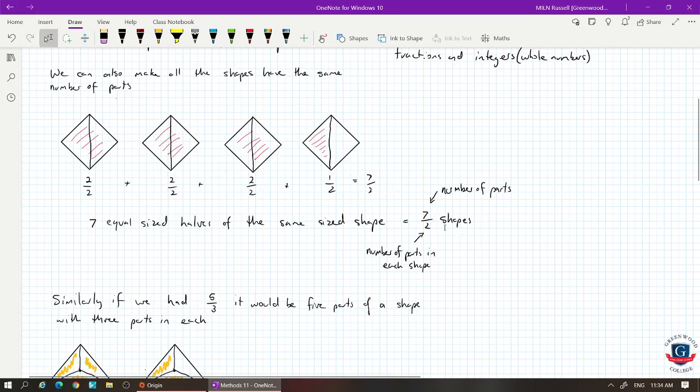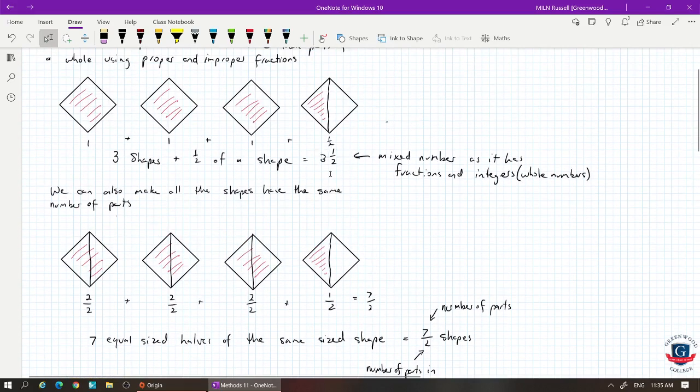So this description 7/2 is actually the same as our description of 3.5. It's just written a different way. This is written as a mixed number. This is written as an improper fraction. And if we had 7/2, we could go backwards and work out this the same way.